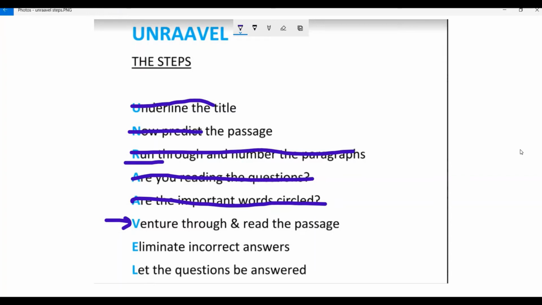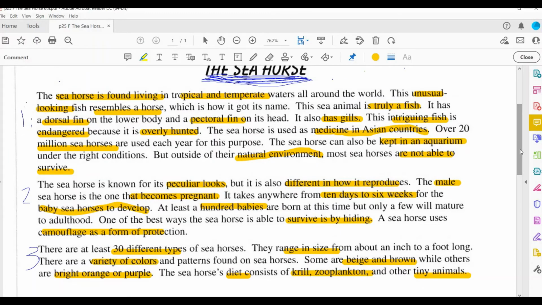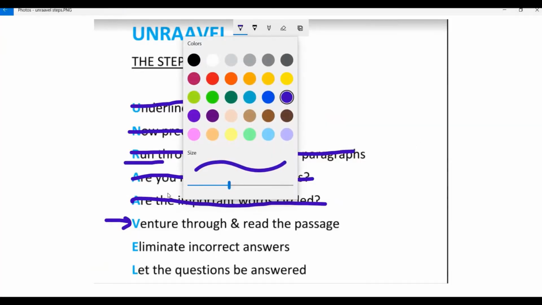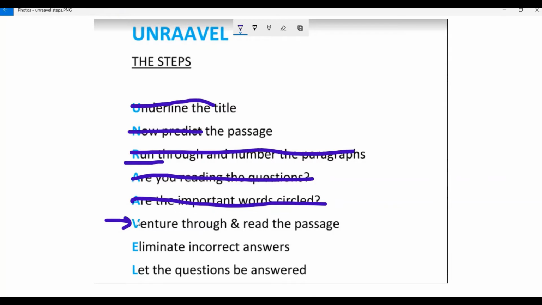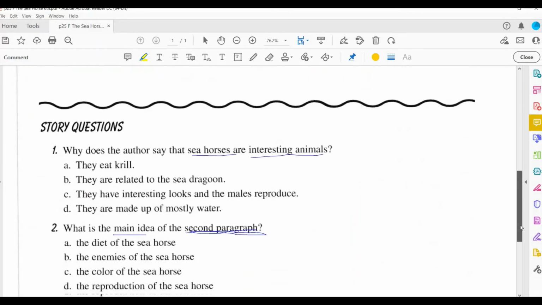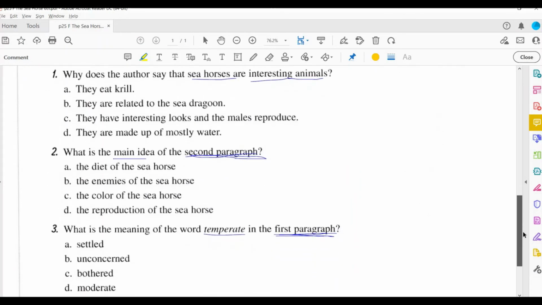Then after your 5 minutes, this is for example purposes, so I didn't wait the whole 5 minutes. After you've read through it 2 to 3 times, now you could say, all right, I read through that. I'm going to cross off that step. Venture through and read. Now we can eliminate those tricky answers. Get those tricky answers out of the way. They put those there to throw you off the scent. So you go through and start eliminating.